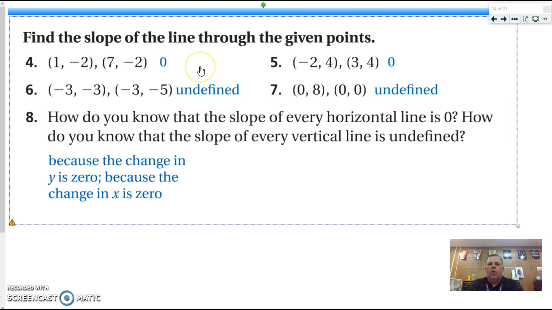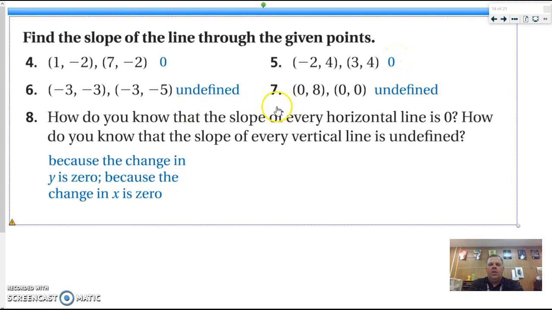The answer to number 4 is 0 because we take negative 2 minus negative 2. That gives us 0 on the top. 7 minus 1 is 6. 0 over 6 is 0. In this one, the y's are also the same. Therefore, we know that 0 will be on the top as well.